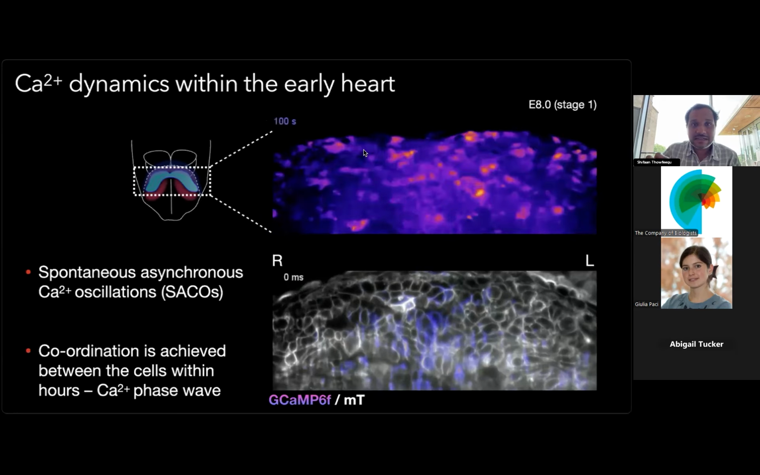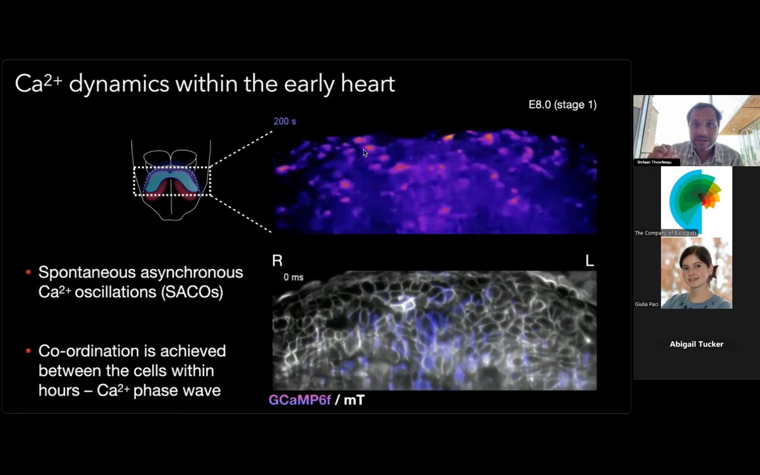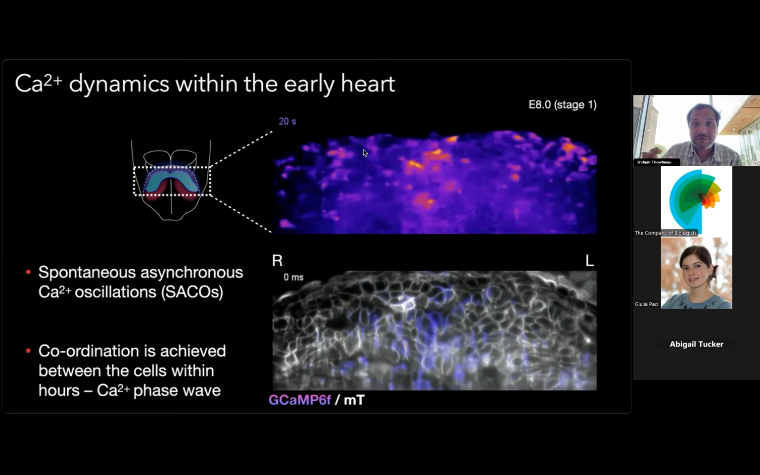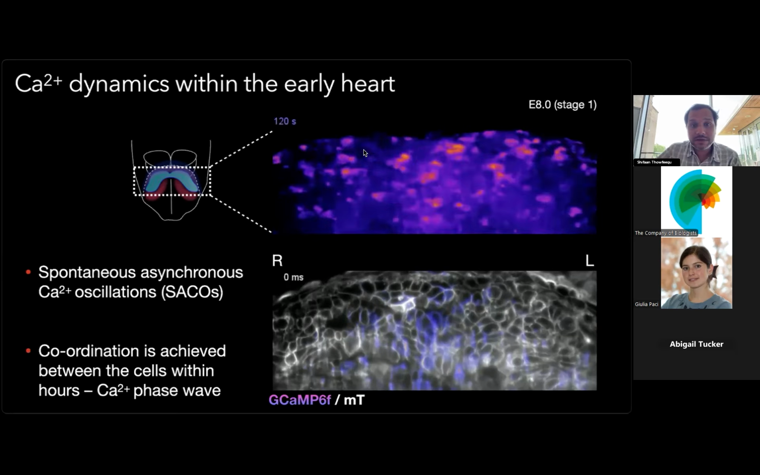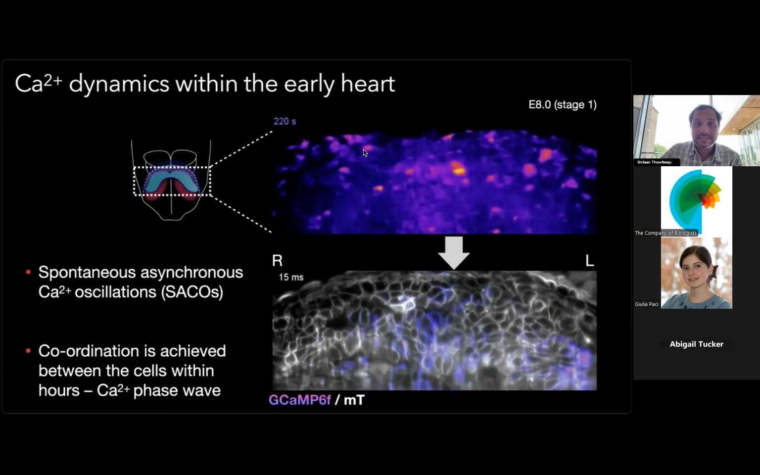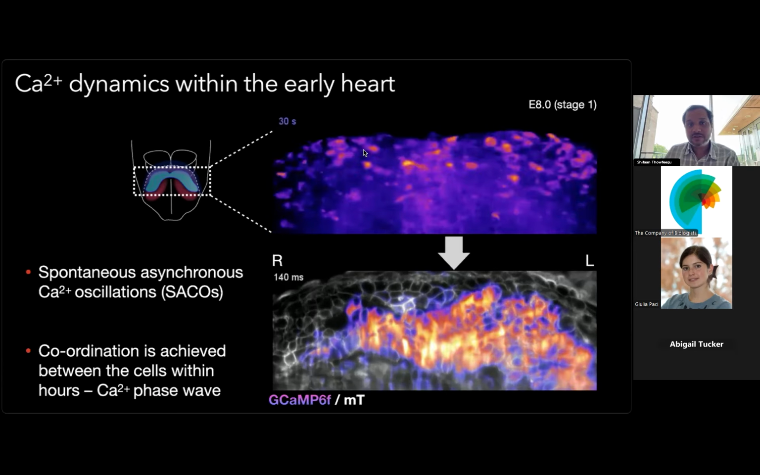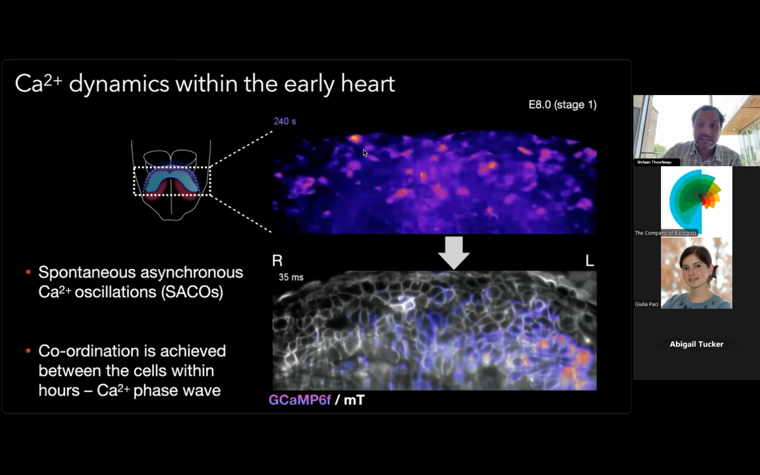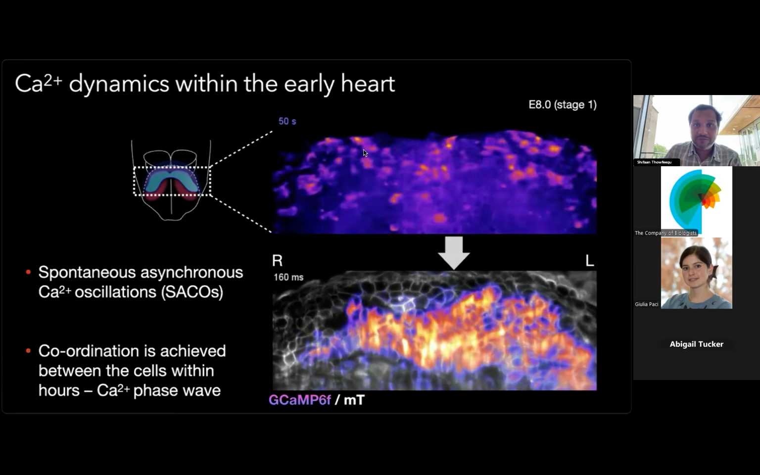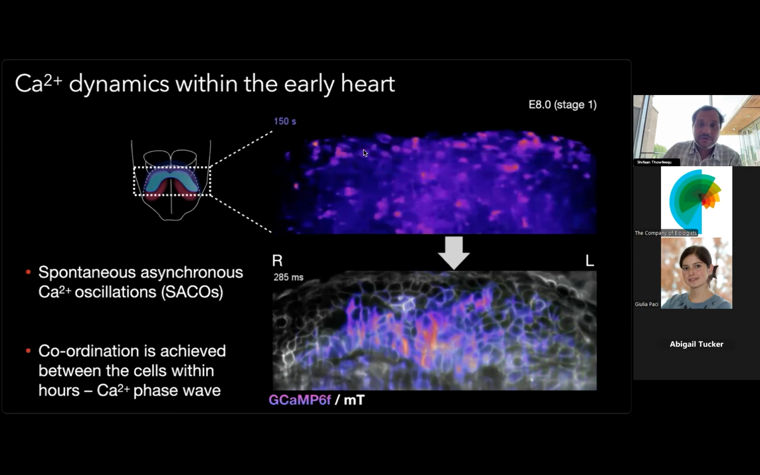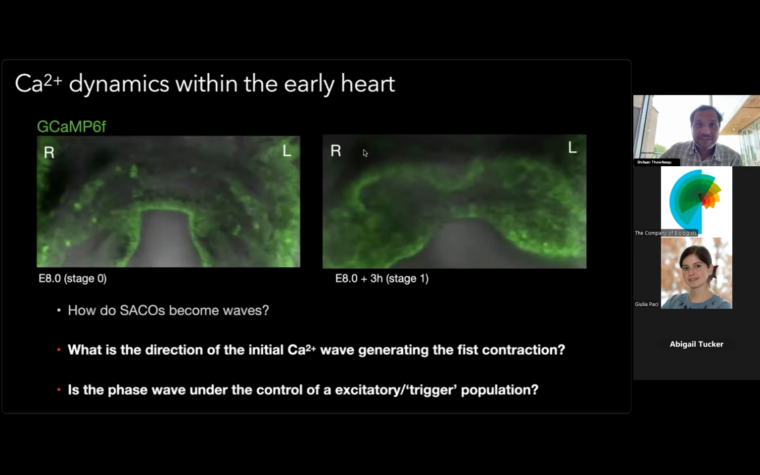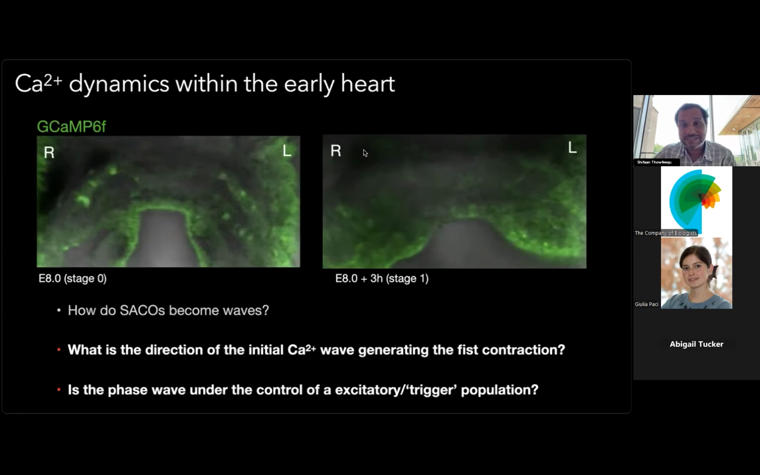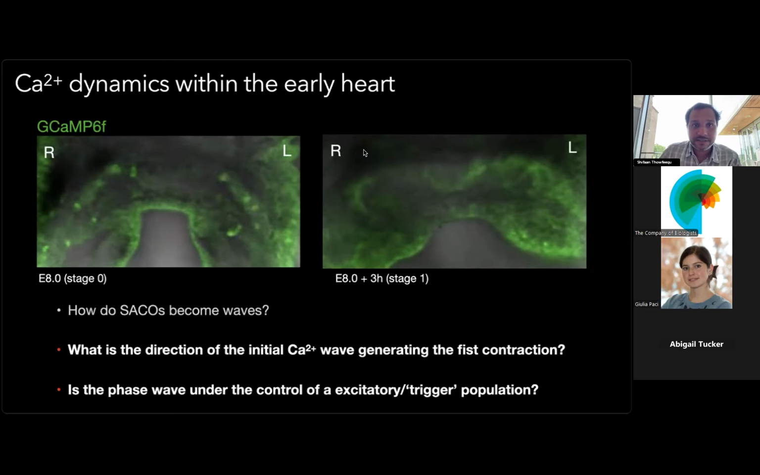So what you see is that these SACOs are present when the cardiac crescent first forms, but just in the matter of a few hours, cells learn to coordinate amongst themselves in order to produce this calcium phase wave, which traverses across the entire cardiac field from one side to the other, leading to the contraction of the entire tissue, and if you like, the first heartbeat. So here's another example of the same embryo in culture, initially showing SACOs, and now 3 hours later, you see a nice calcium phase wave traversing across the cardiac crescent.